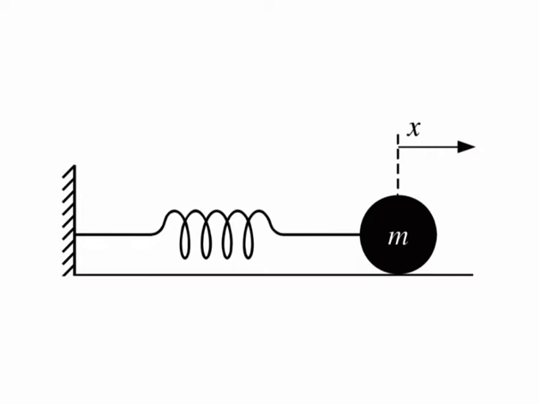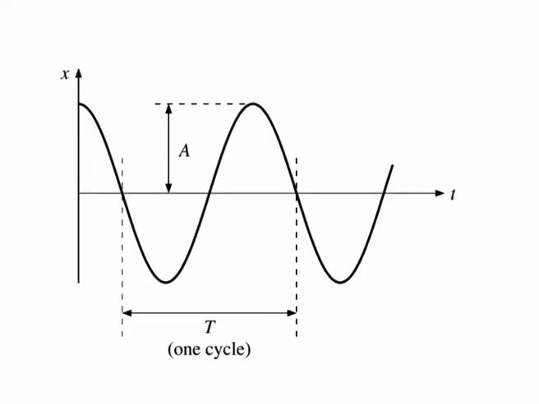Experience tells us that if we pull the mass so as to extend the spring and then release it, the mass will move back and forth in a periodic way. If we plot the displacement x of the mass with respect to time t, we obtain a curve as shown in this figure. The amplitude of the oscillation is A, corresponding to the maximum excursion of the mass, and we note the initial condition that x is equal to A at time t equal to 0.